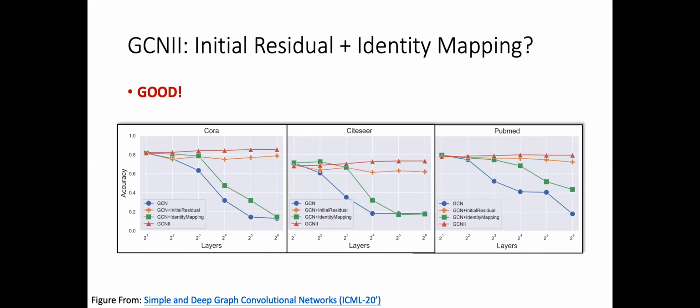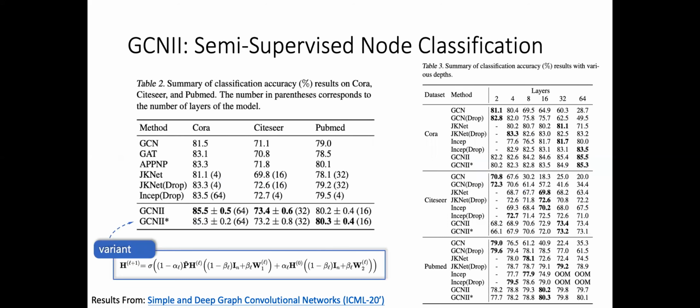Then we consider adding the initial residual together with identity mapping. For now, we should check this red curve. The red curve is where we have both initial residual and identity mapping, the orange curve is where we only have initial residual, the green curve is where we only have the identity mapping, and the blue curve is where we have nothing. For the red curve, when the number of layers increases, the performance does not drop and may even increase a little bit, which means the initial residual and identity mapping together are very effective.